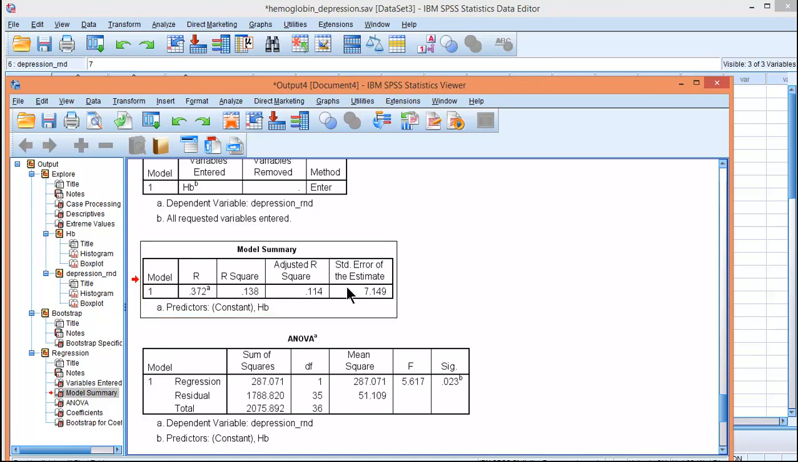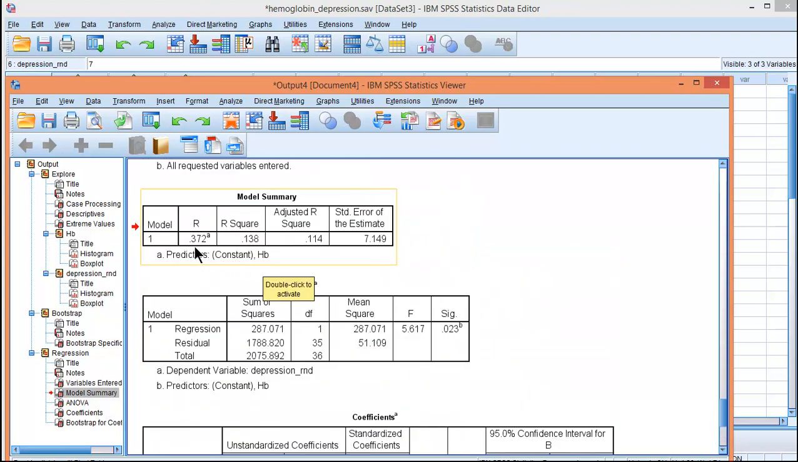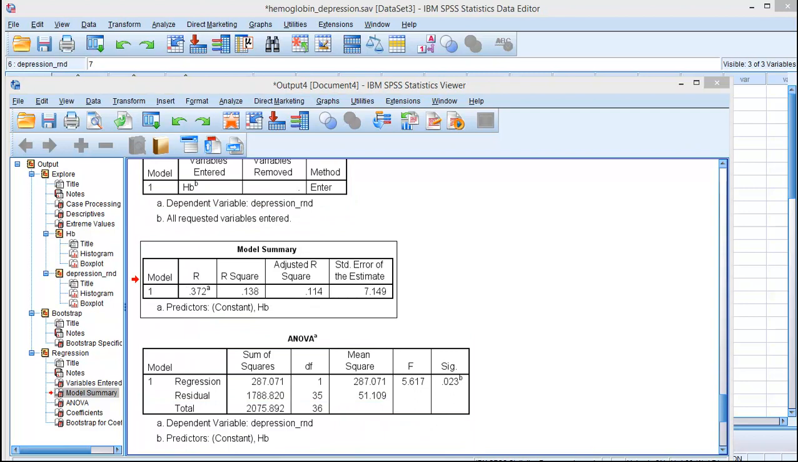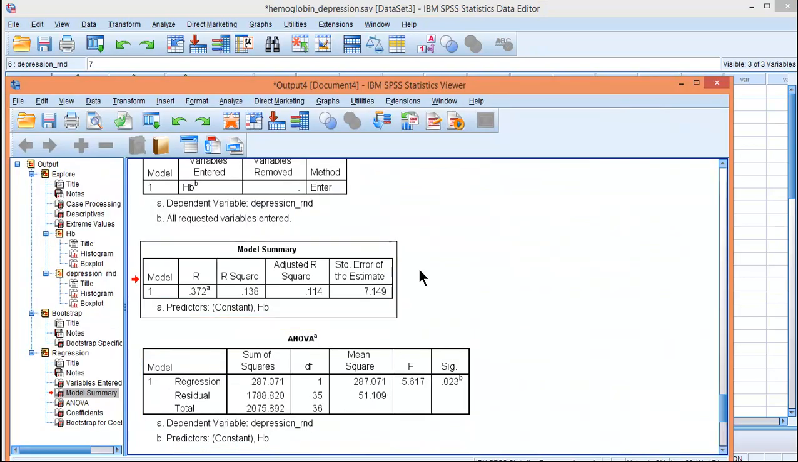We'll find out. Here's the model summary where you get the R value, 0.37. That is going to be the same thing as the standardized beta weight in absolute terms. So the model R is 0.37. It doesn't tell you whether it's negative or positive. And the R square is 0.138. So 13.8% of the variance in self-reported depression is accounted for by hemoglobin levels in this study, which has a sample size of 37. So not negligible. That's a pretty decent percentage, I think, for a variable.